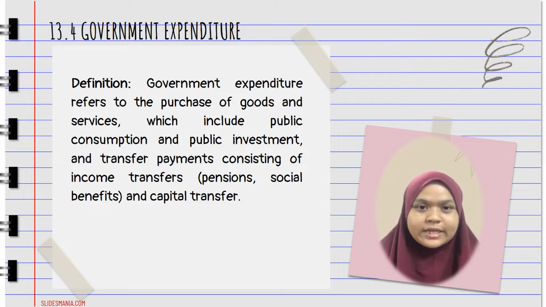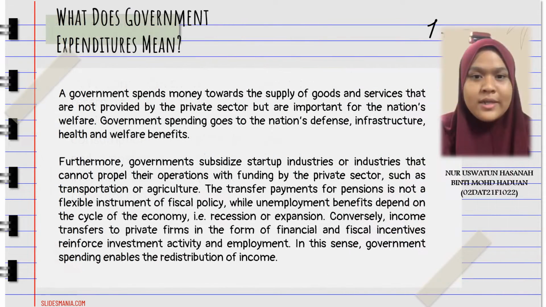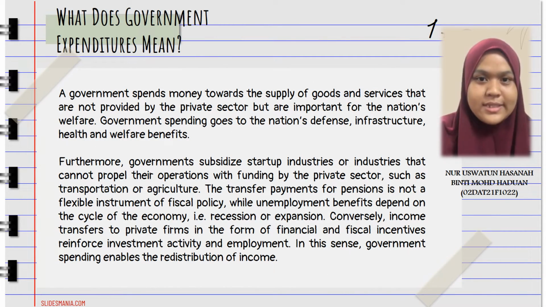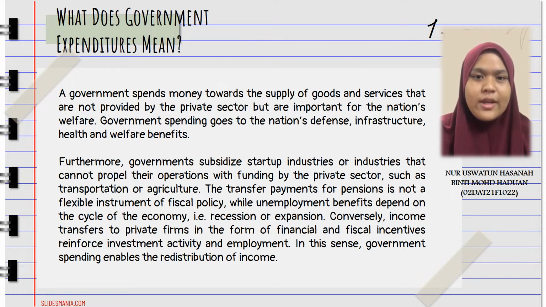I want to explain about government expenditure. Definition: Government expenditure refers to the purchase of goods and services, which include public consumption and public investment, and transfer payments consisting of income transfer, recent social benefit and capital transfer. What does government expenditure mean? It means a government spends money toward the supply of goods and services that are not provided by the private sector but are important for the nation's welfare.